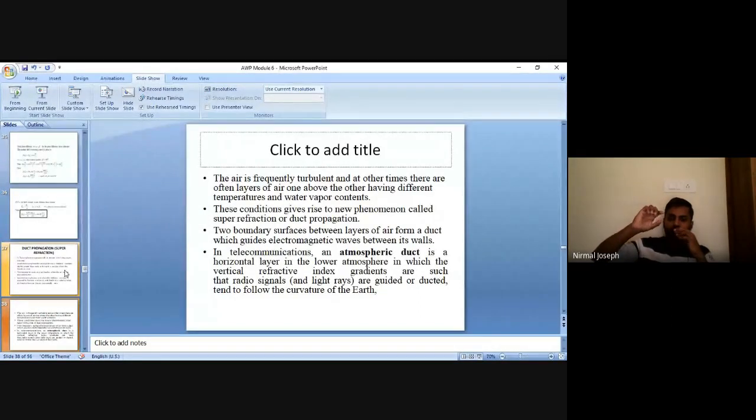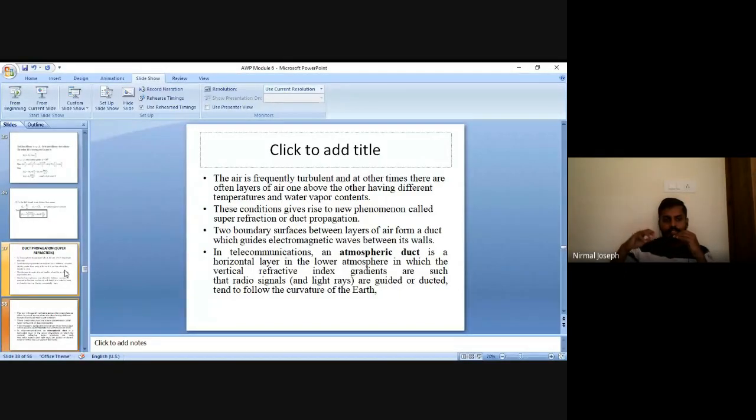That means here a hot region is there on the downside. In between, a colder region is there, and above that, again a hotter region is there. So we can say that a cold region is sandwiched between two hot regions. This is called a duct. Or in other words, this can act as a duct to propagate, or it can act as a waveguide.